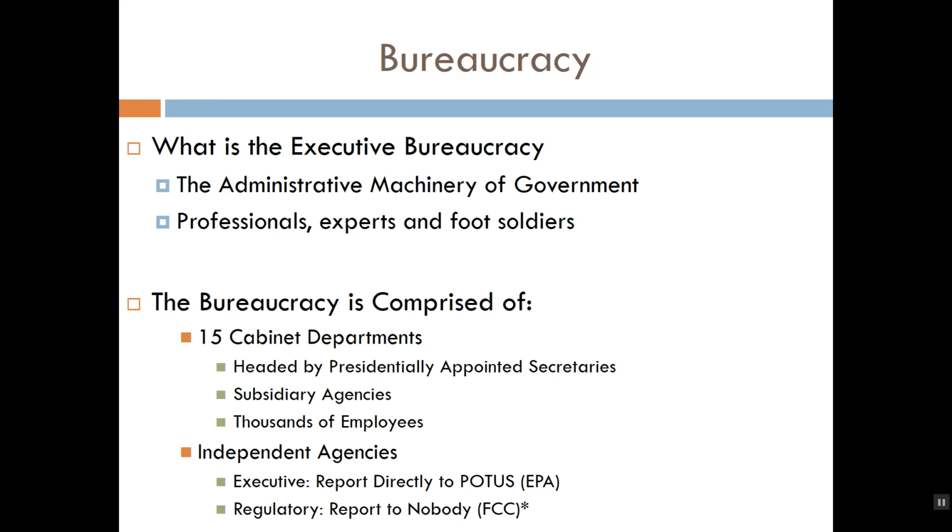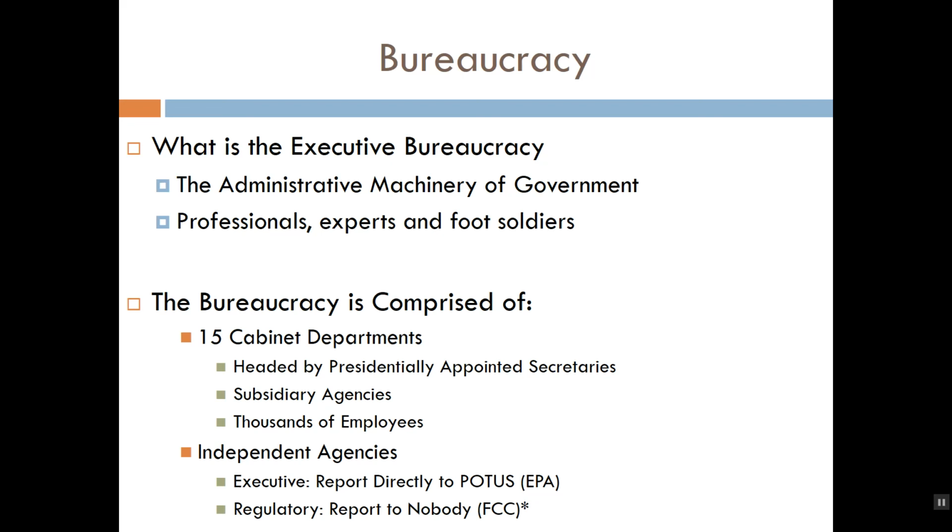And without them, we would have a much harder time doing things like preventing the various industrial centers in our country from dumping a whole bunch of waste into the rivers we use for drinking water in other parts of our country. But aside from these independent executive agencies that report directly to the president, we also have independent regulatory agencies which don't have to report to anybody.